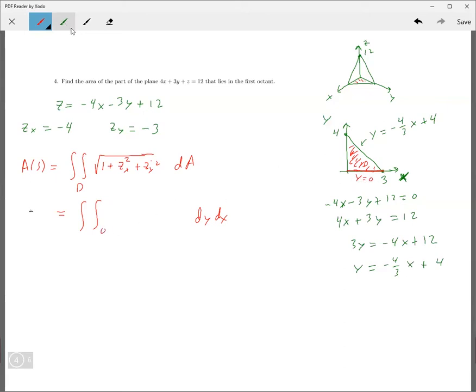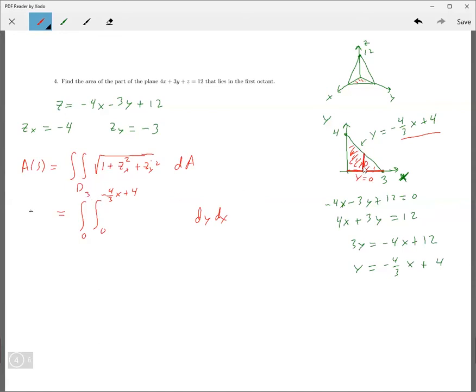Now draw a vertical line segment. This is the bottom boundary. Here's the top boundary. So y goes from 0 to the equation, -4/3 x plus 4. Good. Now, x goes from 0 to 3. Okay, so x goes from 0 to 3.